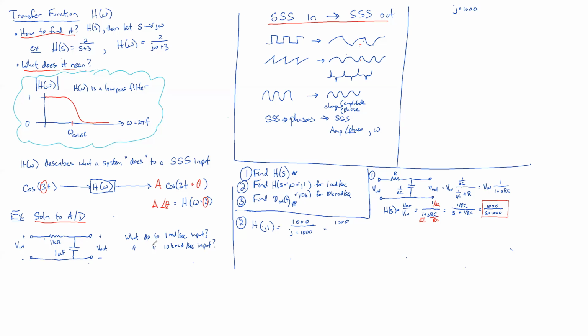What we really want to find, when we're asking what it is doing to these things, is its magnitude. We're much more concerned with magnitude than phase. So let's find out what its magnitude is. We know the rule for magnitude is that the magnitude of a fraction is the magnitude of its numerator divided by the magnitude of its denominator. Well, we know what the magnitude of 1,000 is. It's just 1,000. The question is, what's the magnitude of j plus 1,000?